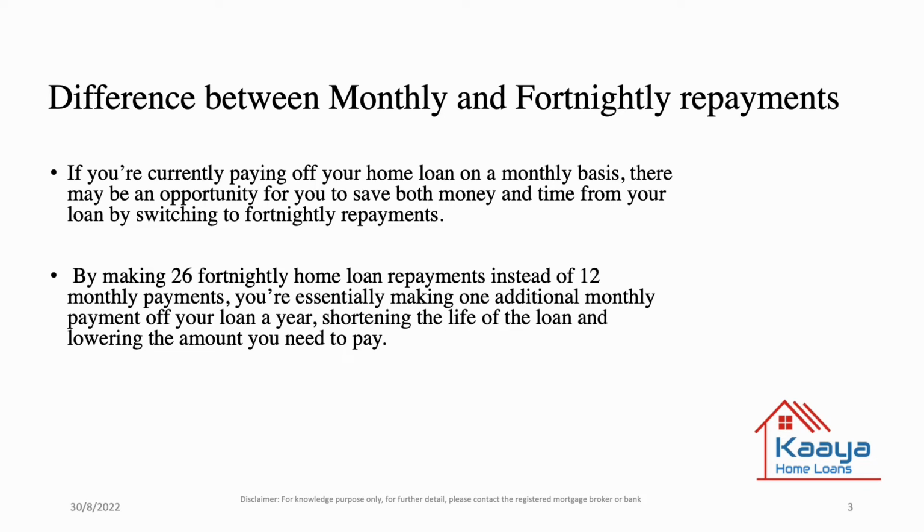So if you are currently paying off your home loan on a monthly basis, there may be an opportunity for you to save both money and time on your loan by switching to fortnightly repayments. When you pay monthly, you are obliged to pay 12 times in a year, the same repayment amount, the same interest and principal amount to the bank. Now, when you go with fortnightly repayments, you have to pay 13 times. So by making 26 fortnightly home loan repayments instead of 12 monthly repayments, you are essentially making one additional monthly payment of your loan in a year, shortening the life of the loan and lowering the amount you need to pay, which will also reduce the interest amount. We will further discuss all these things with examples in another slide.